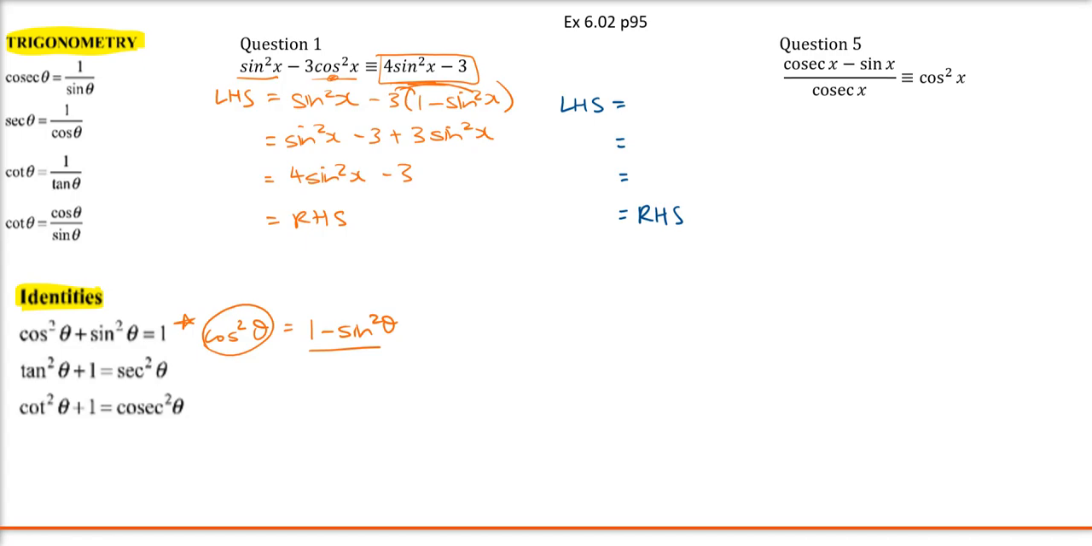That's question 1 of exercise 6.02, page 95. So, have a crack at the other ones. Here's question 5 of that same exercise.